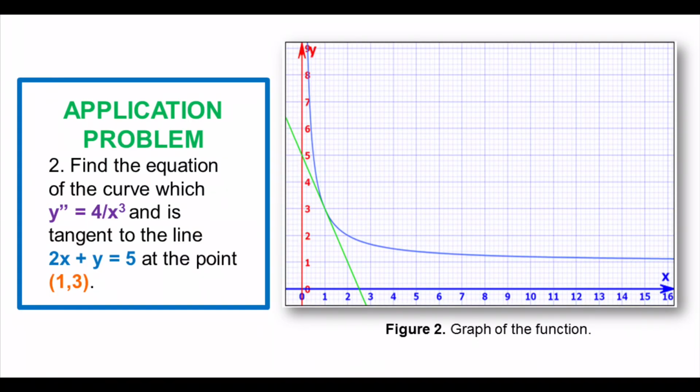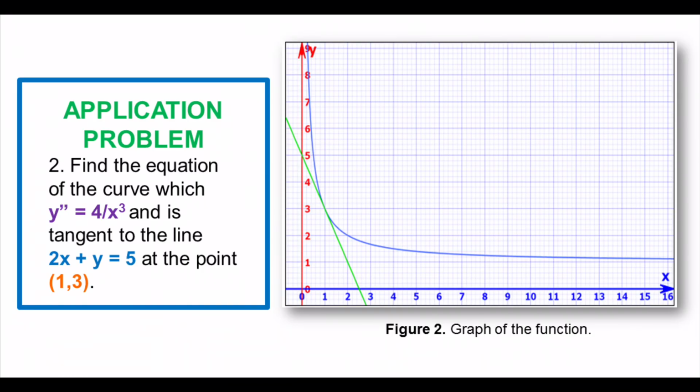Okay, so for problem number 2, the question is, find the equation of the curve which y double prime or the second derivative is equal to 4 over x cube, and which is tangent to the line 2x plus y is equal to 5, which is at the point 1, 3. So, how to solve this? Meron tayong kailangan ditong i-take into consideration, which is yung slopes. Pero mamaya i-discuss natin kung ano yun.